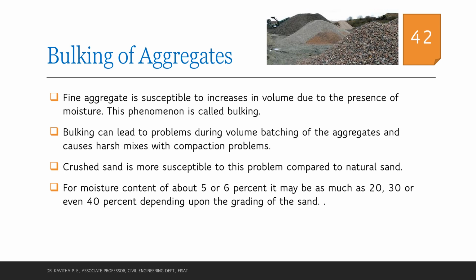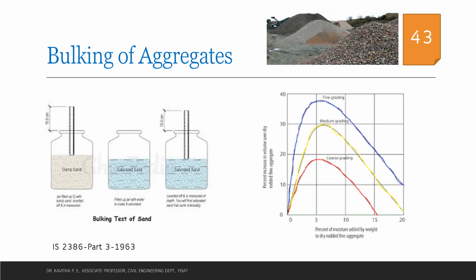When there is a moisture content of around 5 to 6%, it is observed that there is an increase in volume of 20, 30 or even 40% depending on the grading of the fine aggregate used. Bulking of aggregates can be calculated using the IS code IS 2386 part 3.